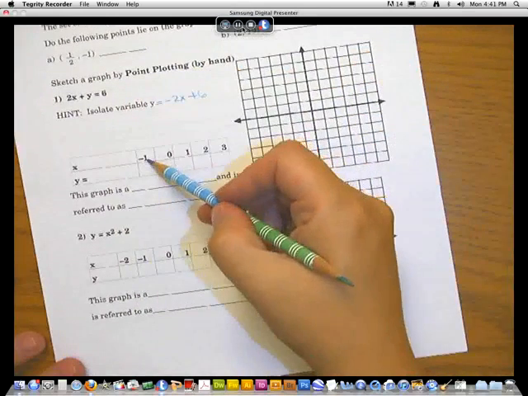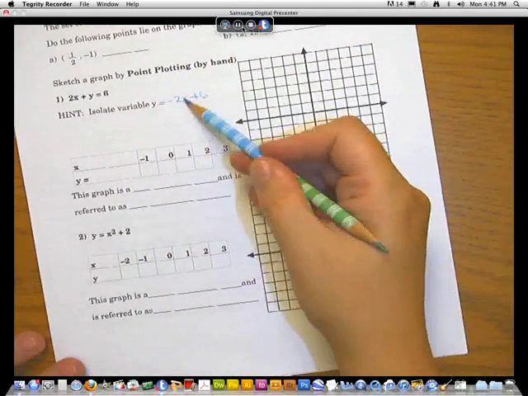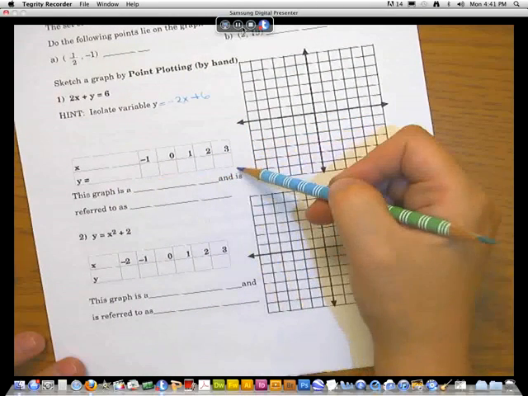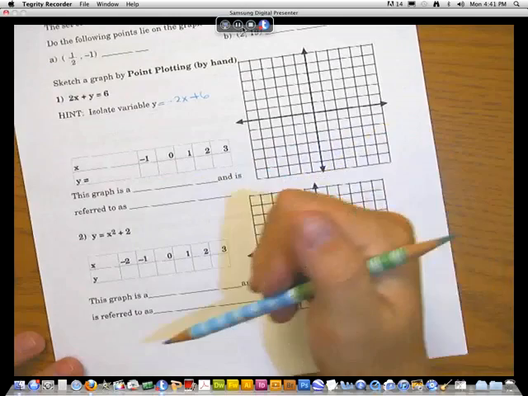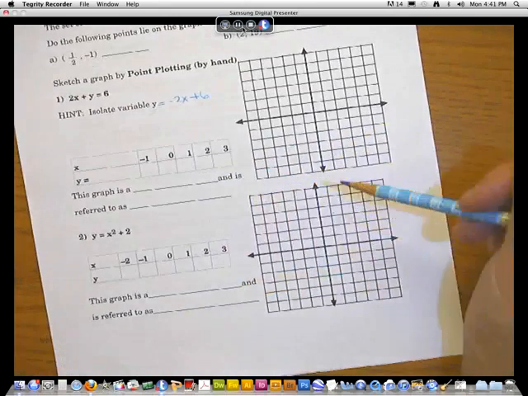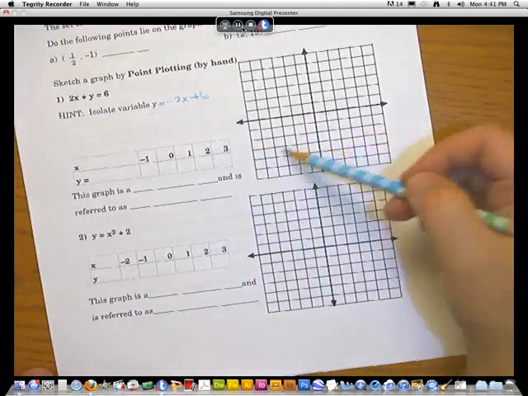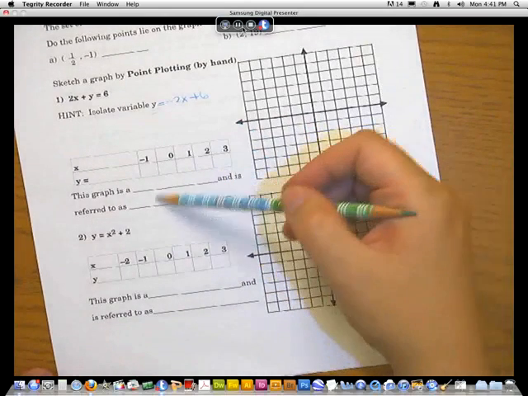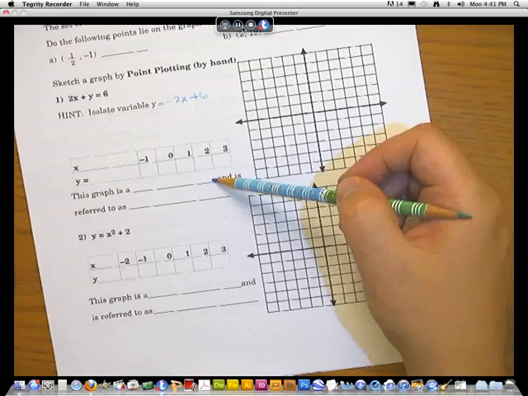You're going to substitute in negative 1, 0, 1, 2, and 3, and then come up with the y values. Again, something you've been doing for quite some time and should be able to come up with those values. Plot the points. Fill in the words here from the book.